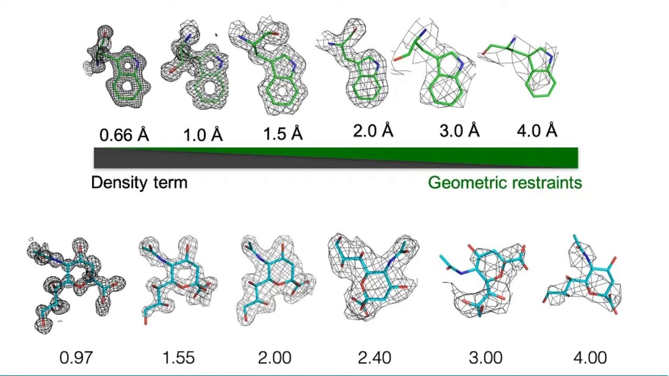tricky. For example, here, one of the examples I've shown is a phosphoric acid derivative. At a high resolution, which is 0.97 in this case, you can clearly see the electron density. You can build your structural model just based on density. But as the resolution drops, then the structure you build is governed by the geometric restraints.